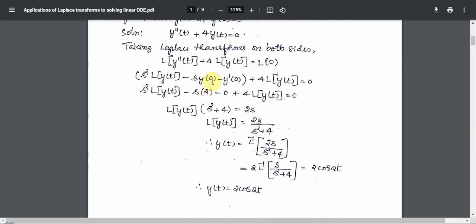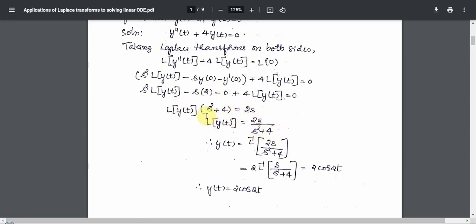Now substitute y of 0 and y dash of 0. Y of 0 is given to be 2, y dash of 0 is 0. Therefore, s squared into L of y of t minus s into 2 plus 4 into L of y of t is 0. Now take L of y of t common. The terms are s squared plus 4, and this minus 2s I have shifted to the other side, equal to 2s. Therefore, L of y of t is 2s by s squared plus 4.